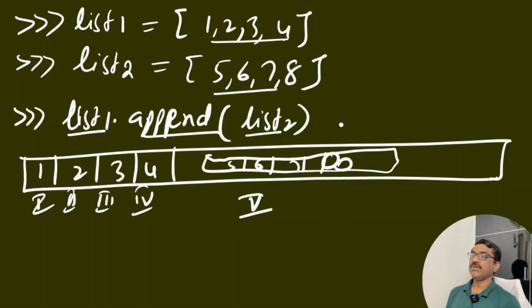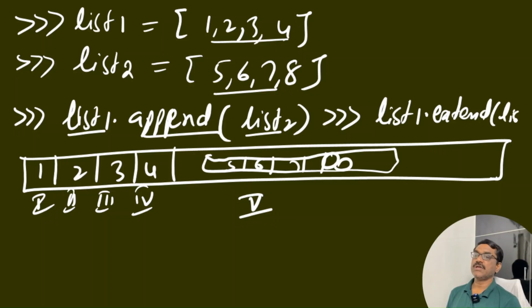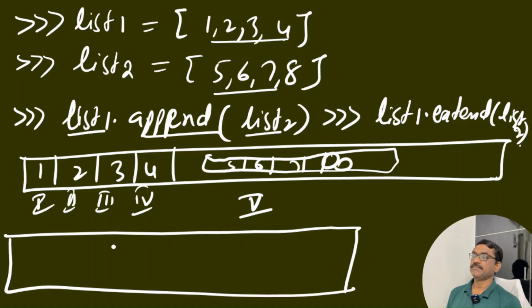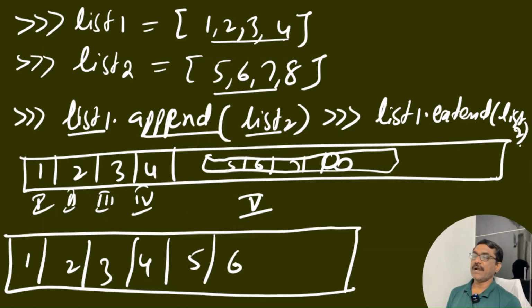But when we use the concept of extend, here I'm writing list 1 dot extend, in brackets, list 2. In this case, what happened? The configuration looks like this. You see here 1, 2, 3, 4. The second list is 5, 6, 7, 8, right? These are added as ordinary elements.